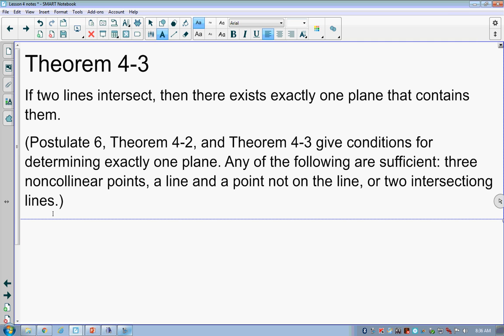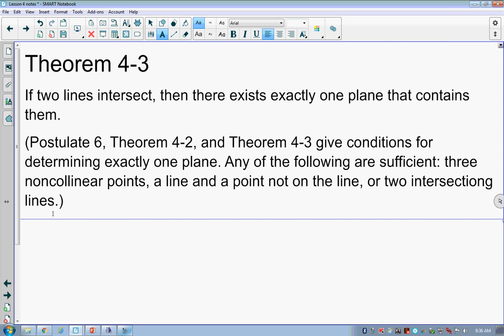Okay, not theorem 4-3. So if we're going to end up doing proofs later, the statement or the reason that something is true is not theorem 4-3. The reason is if two lines intersect, there exists exactly one plane that contains them. Okay? So with postulate 6, 4-2, and 4-3, those give conditions for determining one plane. Any of the following would be sufficient. If we have three non-collinear points, if we have a line and a point not on the line, okay?